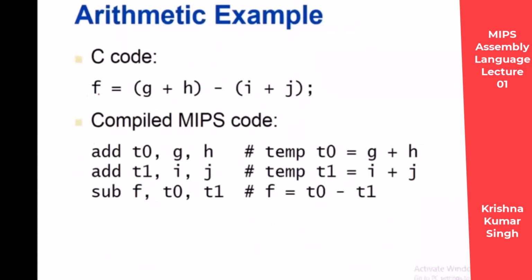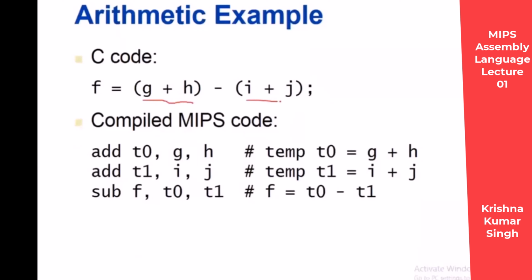Let's see one complex example. I assume that the compiler wants to translate this high-level language into assembly language: F = (I + G) - (G + H). The equivalent MIPS code for this one statement in C includes three instructions.